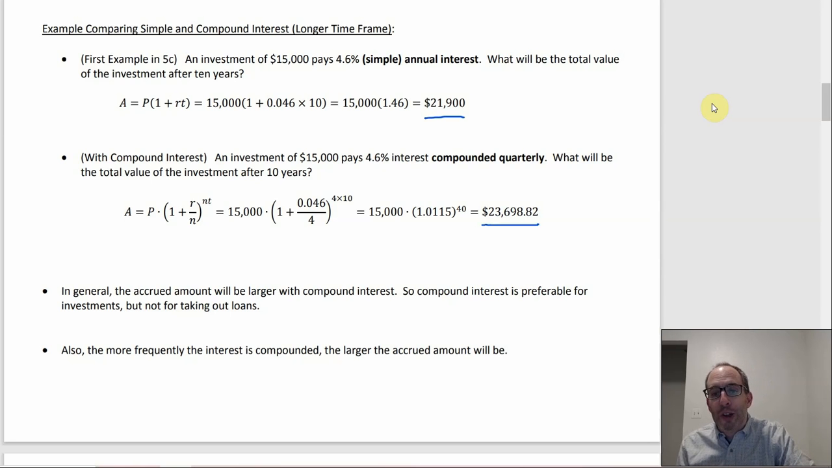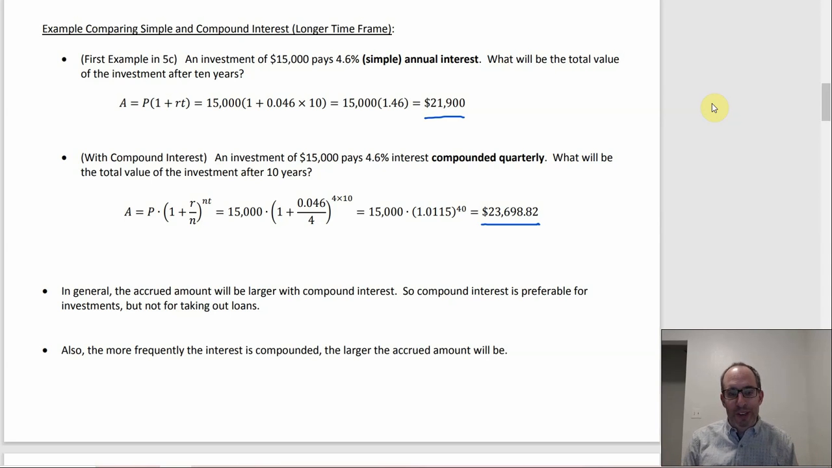Look at this. Look at how much bigger this is. Right? That's a non-trivial difference. I mean, it's almost $1,800. If someone would offer me an extra $1,800, I'd be fine with that. I would gladly accept. Right? That's a lot.